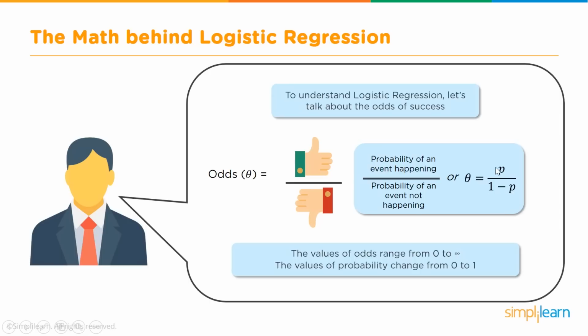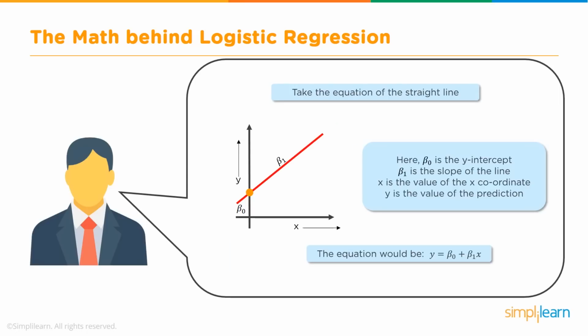So when this probability is 0, then the value of the odds is equal to 0. And when the probability becomes 1, then the value of the odds is 1 by 0, that will be infinity. But the probability itself remains between 0 and 1. Now, this is how an equation of a straight line looks.